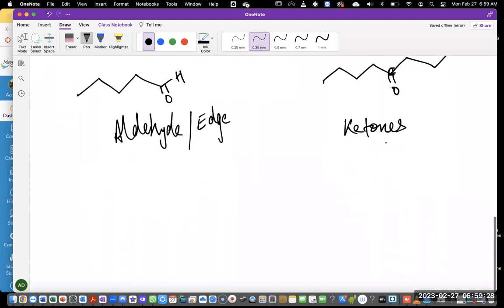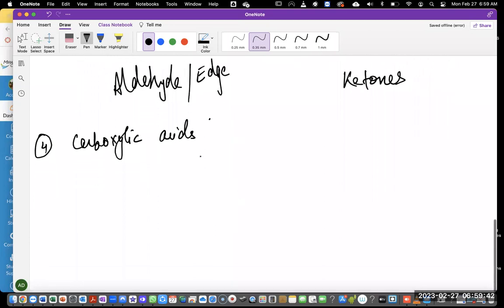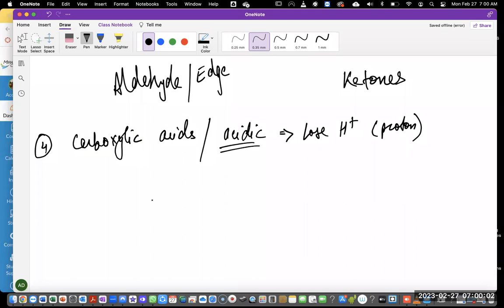All right, so let's keep going. The next category of functional groups that we want to discuss is called carboxylic acids. Carboxylic acids, as the name suggests, are acidic in nature. Remember, whenever something is acidic in nature, we mean that acids lose a proton, they lose H+. H+ is also called a proton. So any molecule which is able to lose H+, we call acidic, we call them acids. Carboxylic acid is the acidic version in organic chemistry, okay?